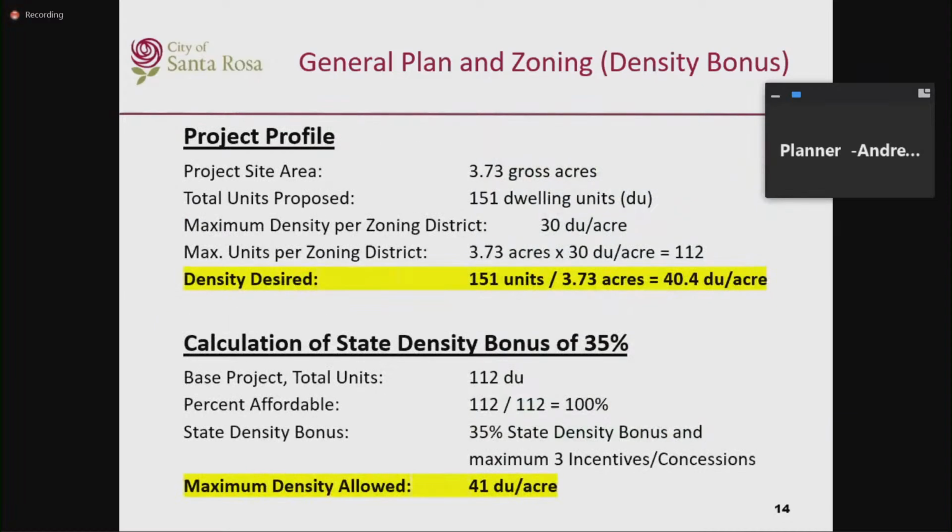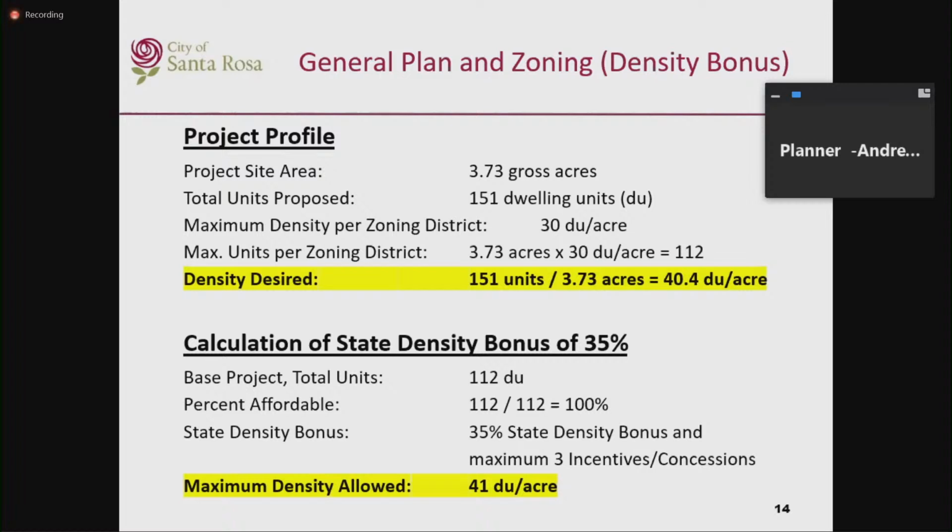So here's a drill down on the density bonus data. In our project profile, we see that the project site is 3.73 acres. Total number of units proposed is 151. The maximum density is 30 units per acre. At that maximum density of 30 units per acre, 112 units would be allowed. The desired density, however, is 40.4 dwelling units per acre.